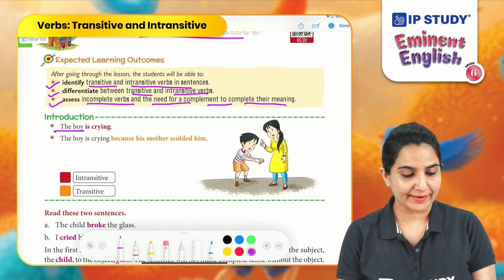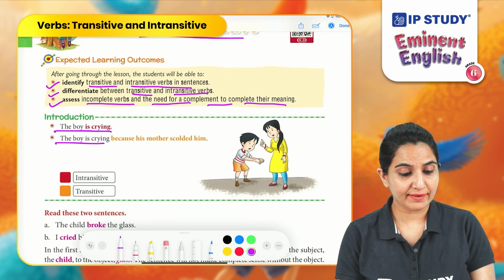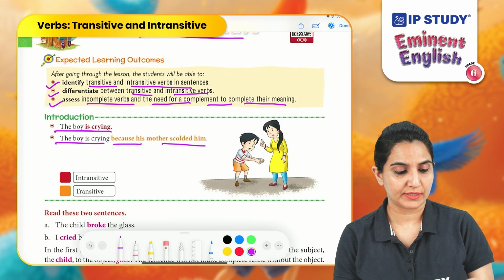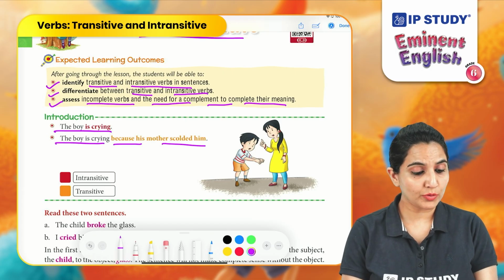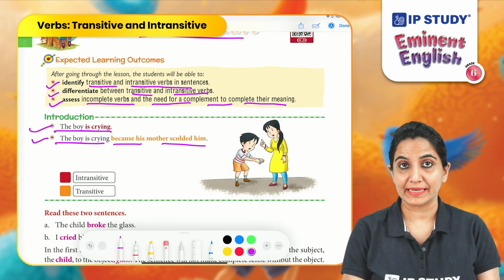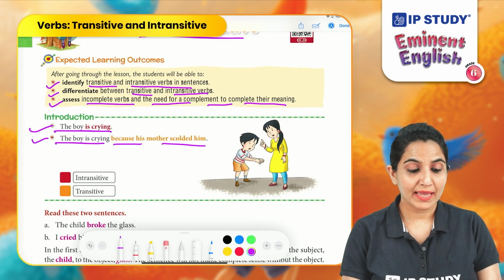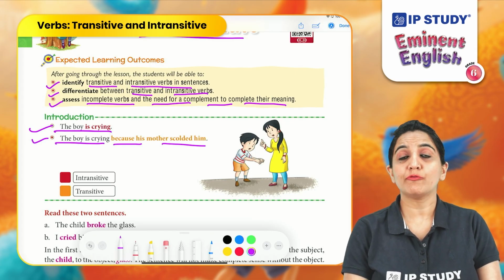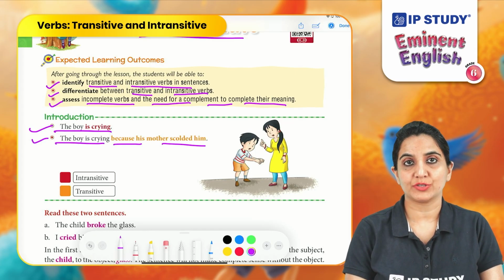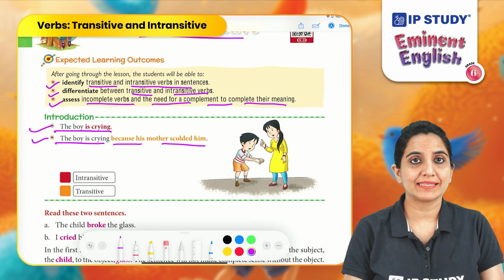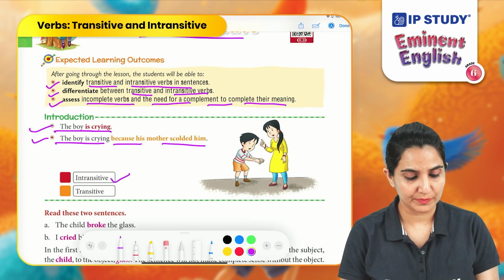The boy is crying. The boy is crying because his mother scolded him. Now, both of these sentences are complete and they are making complete sense. In the first sentence, we have only mentioned the action and we did not require an object. So, this is an example of an intransitive verb.